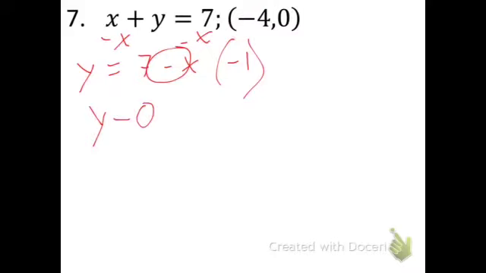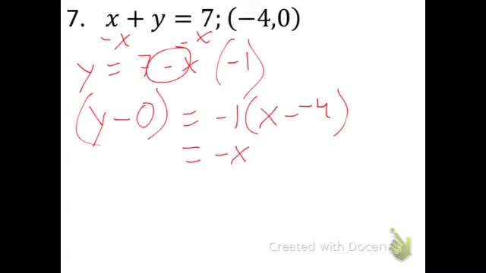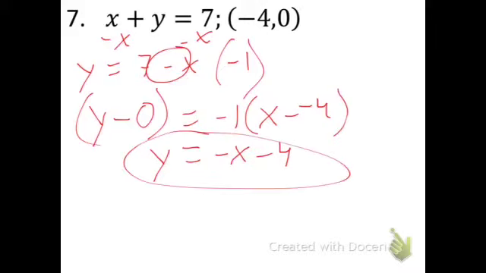So I need to get y minus 0, my y1 there, equals negative 1 times x minus negative 4. Right side simplifies to negative x minus 4. And left side simplifies to just y. You get y equals negative x minus 4.